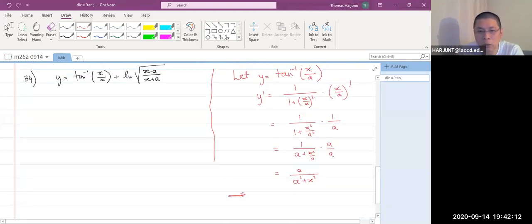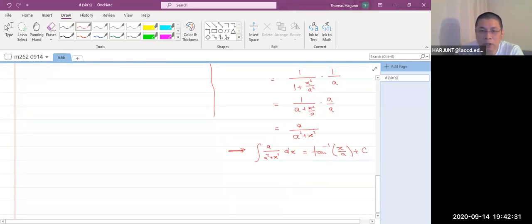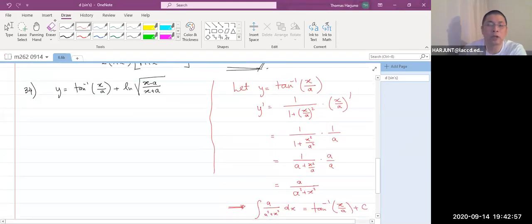So in other words, the integral of a over a squared plus x squared dx is tangent inverse of x over a plus constant. Now divide by the constant a, and I get the integral of 1 over a squared plus x squared dx is 1 over a tangent inverse of x over a plus another constant. Of course, later on when we do the integration, we may do it another way. At least now, let me rewrite this first. This is tangent inverse of x over a.